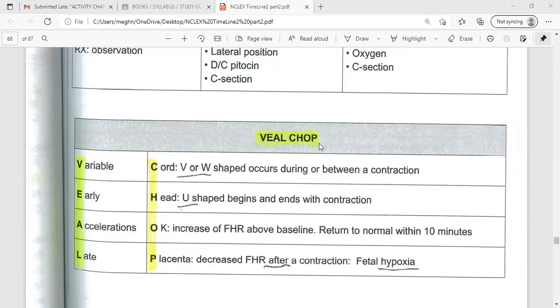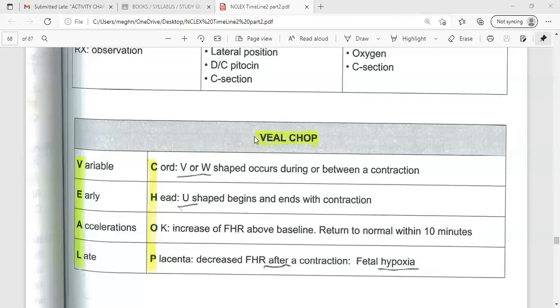In parallel, you should write CHOP, chop. C for cord compression, H for head compression, O for okay, and P stands for placental insufficiency.